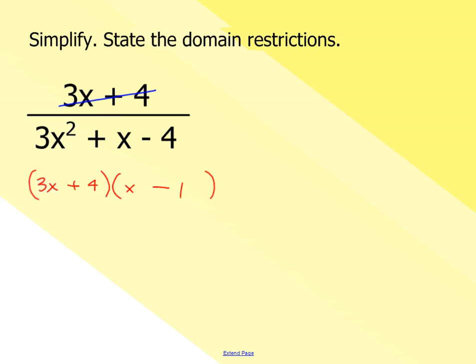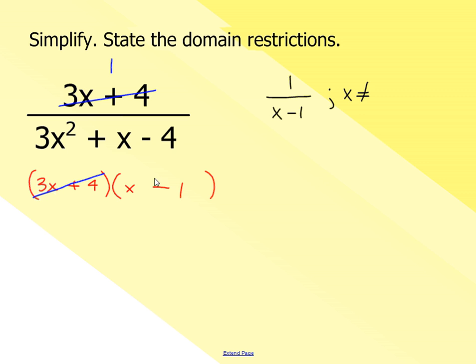When you cancel everything out of the top, it's not a 0 on top, it's a 1. So when everything cancels out, make sure you're still putting a 1 in its place. So my final simplified answer is going to be 1 over x minus 1. And now I need to state my domain restrictions. What is x not allowed to be equal to? So I'm looking at the original, and I'm looking at the factored form.